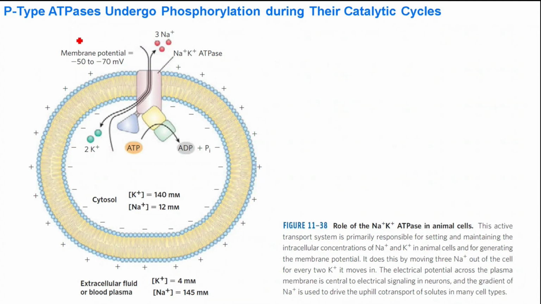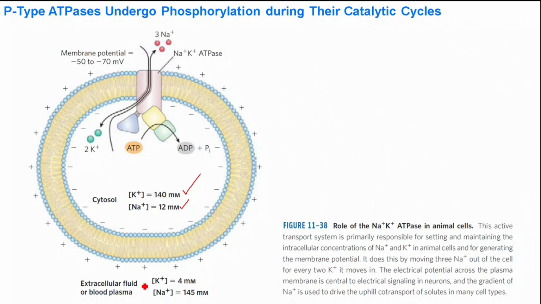Okay. So P-type ATPase once again. So what are they doing? You must memorize this very useful information. Potassium concentration inside the cell is always very high, 140 millimolar, and the sodium concentration inside the cell is low, 12 millimolar.